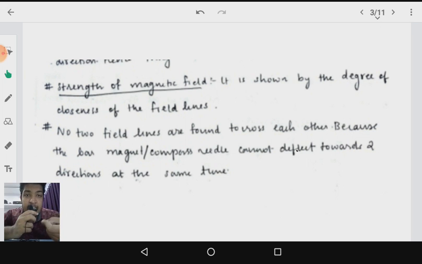What is the reason for that? How can a compass needle deflect in two different directions at the same time? It's not possible, right? So due to the same reason, we can say that no two field lines are found to cross each other.